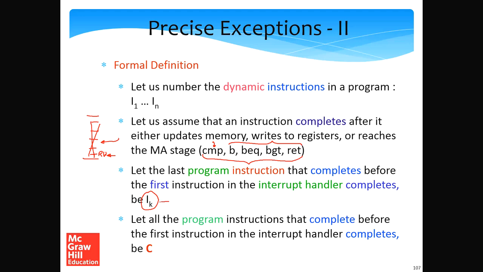one additional terminology, which is instruction Ik, which is the last instruction in the program that completes before the first instruction in the interrupt handler completes. So let all the program instructions that complete before the first instruction in the interrupt handler completes be represented by the set C. So what we want is that for an outsider, he will see that all the instructions in the set C have completed, and then the interrupt handler executes. It executes in totality, and then the execution starts. So the last instruction to complete here is Ik. So then the execution starts from Ik plus 1.